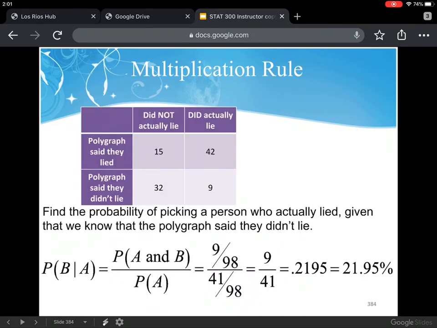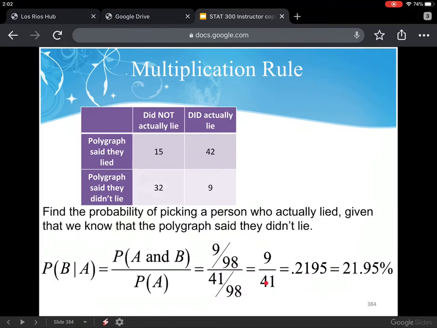Again, you can go about this the formula way. Find the probability of picking a person who actually lied, given that we know that the polygraph said that they didn't lie. So of the people for which the polygraph said that they didn't lie, how many are those? Of the people, 41 people. How many for which they actually lied? 9 of them. 9 out of 41. Again, I'm trying to rephrase it in different ways for you so that whichever one clicks with you, you'll be able to use that one with conditional probability.